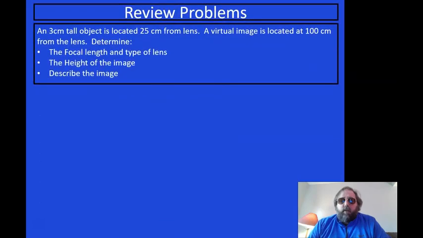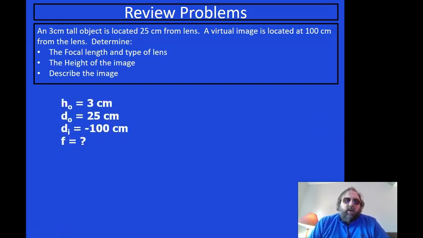So here we go. First one reads, a 3 centimeter tall object is located 25 centimeters from a lens. The virtual image is located at 100 centimeters from the lens. Determine the focal length of the lens, the height of the image, and describe the image. One of the things with these questions is trying to keep track of all the variables, because they can get rather wordy. So my biggest suggestion is to write down all the variables.